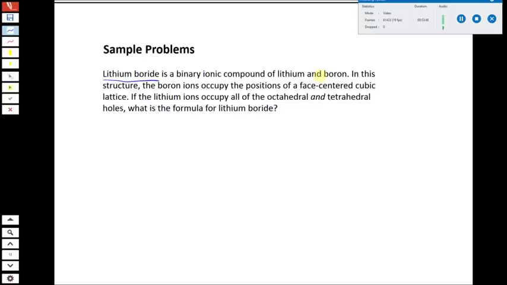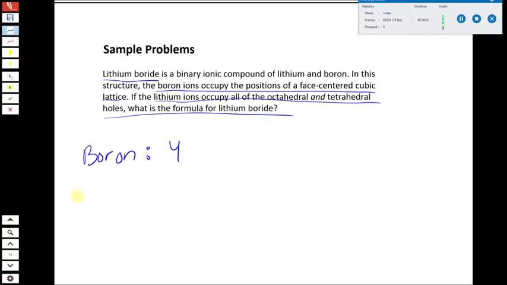So we're giving you here the structure information. The boron ions occupy a face-centered cubic lattice. The lithium ions occupy the octahedral and tetrahedral holes. So what is the formula for this compound? So here again, we're telling you the structure. We just have to use the structure to predict the formula of the compound. All right, so if boron occupies the face-centered cubic position, we've said many times already how many boron ions that would correspond to. 4. Right? 8 corners, 6 faces, and that's 4 ions. We have 4 borons in the unit cell.